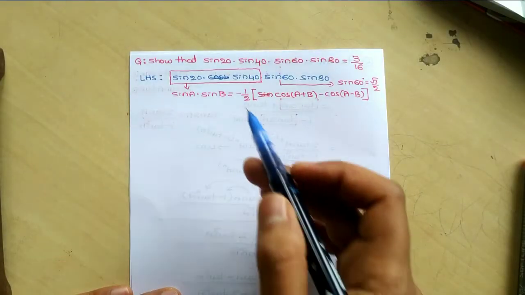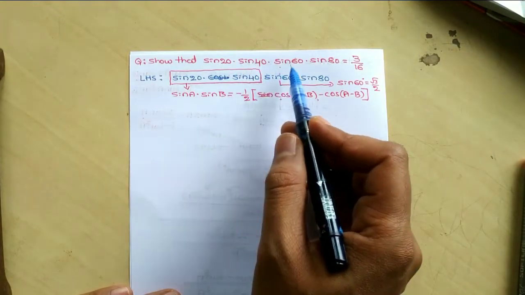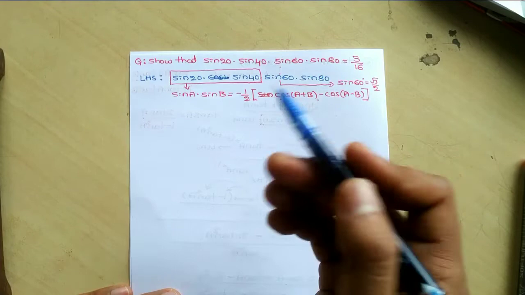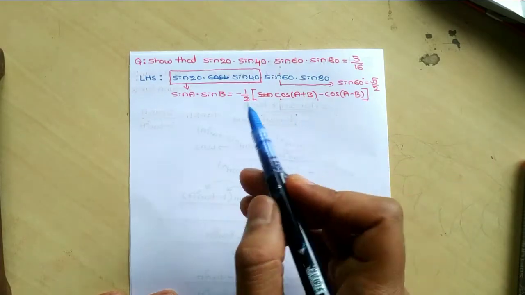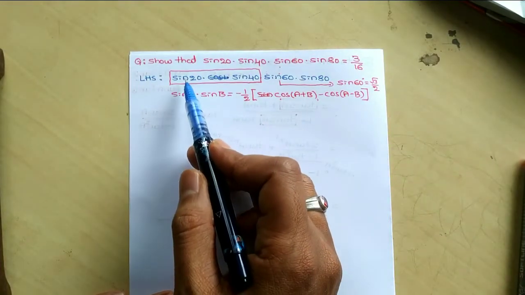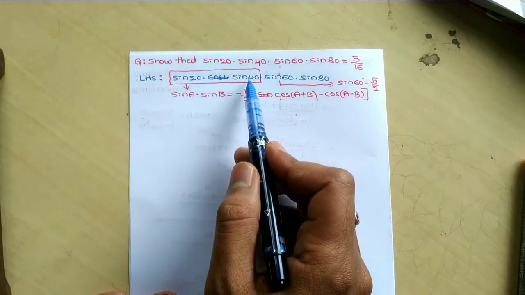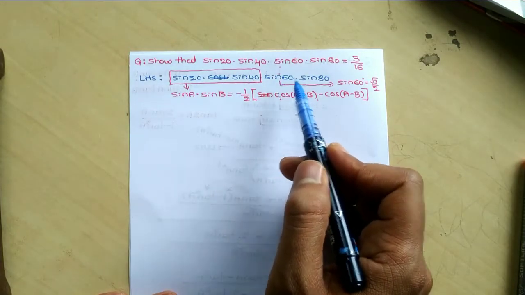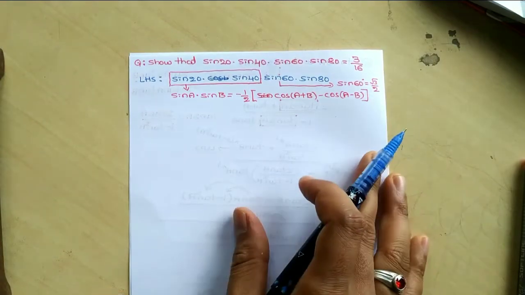So next question, show that sin 20, sin 40, sin 60, sin 80 degree is equals to 3 by 16. How you solve the previous one? Same process but different formula. Here for first two, sin 20, sin 40, I am going to apply sin A into sin B formula, and sin 60 degree value is how much? Root 3 divided by 2.